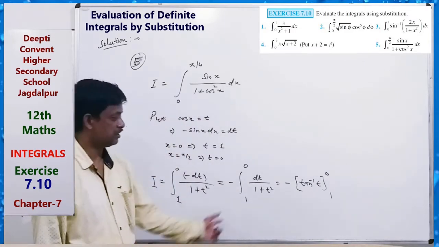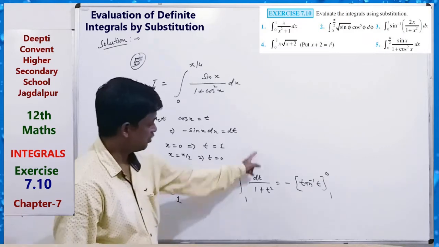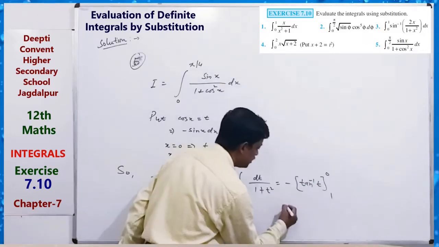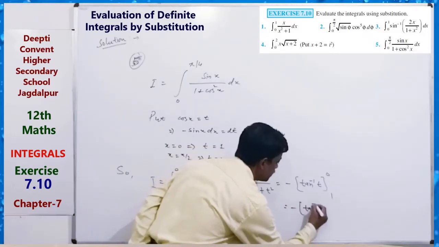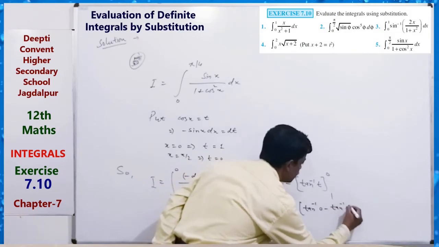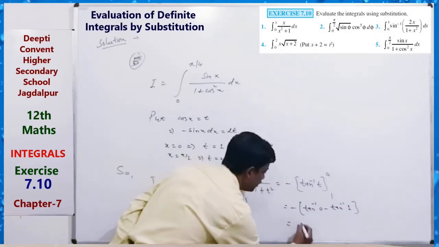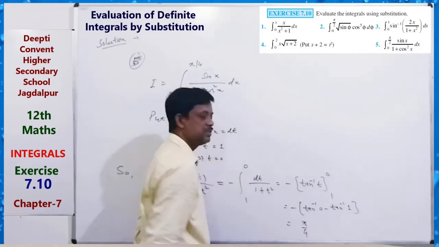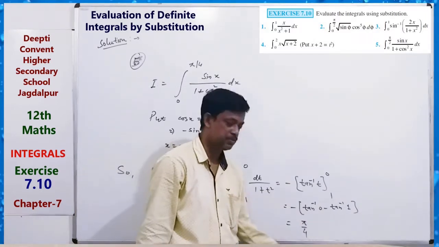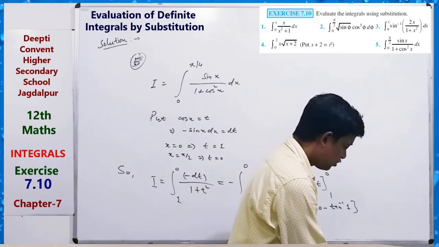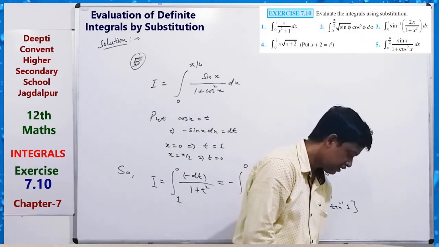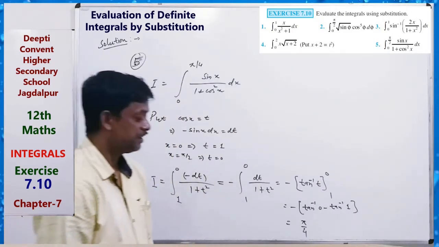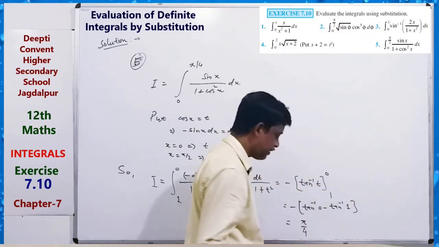Very simple, we can solve it. The integration of 1 upon 1 plus t square means tan inverse t. So minus of tan inverse 0 minus tan inverse 1. Tan inverse 0 means 0, tan inverse 1 means pi by 4, so minus times minus pi by 4. So the solution of question 5 is pi by 4. Okay.